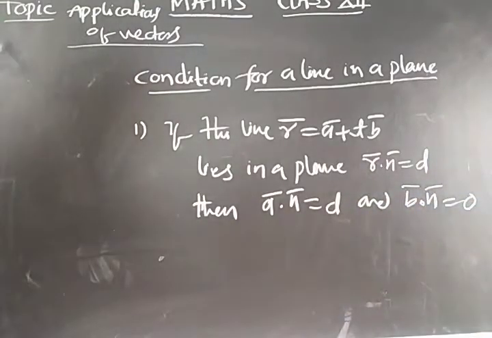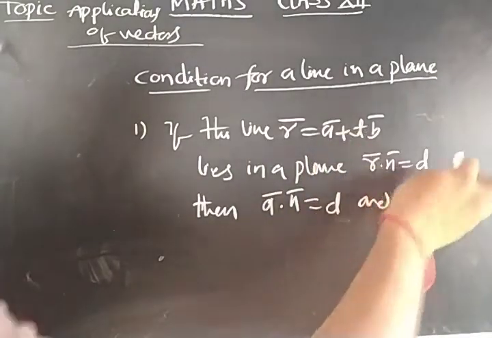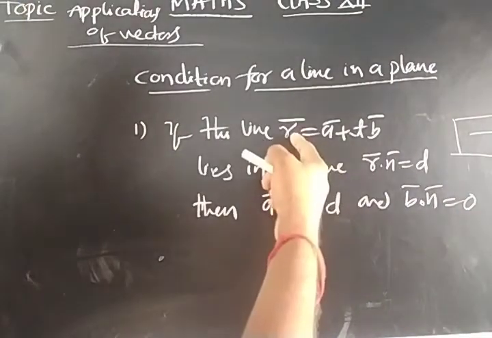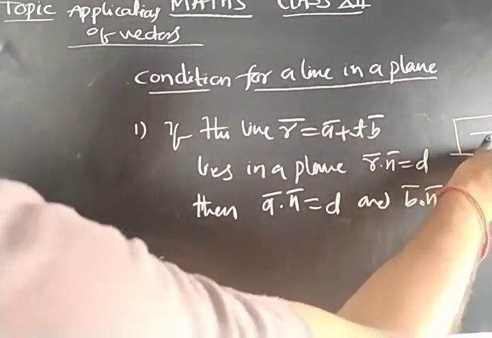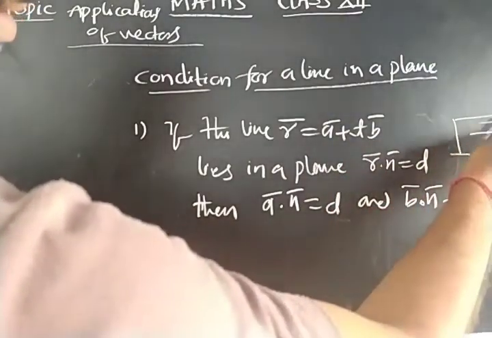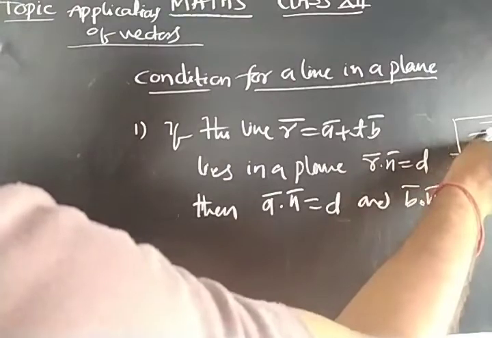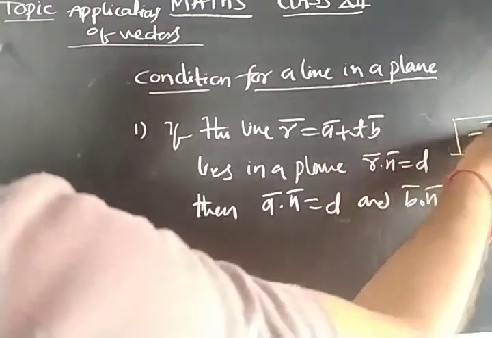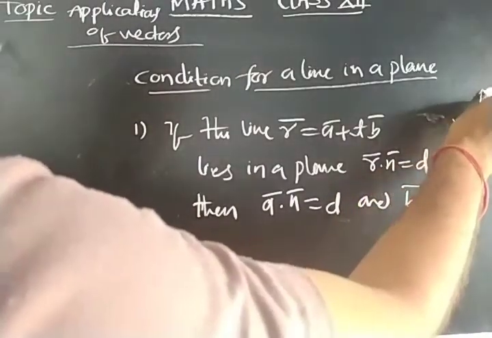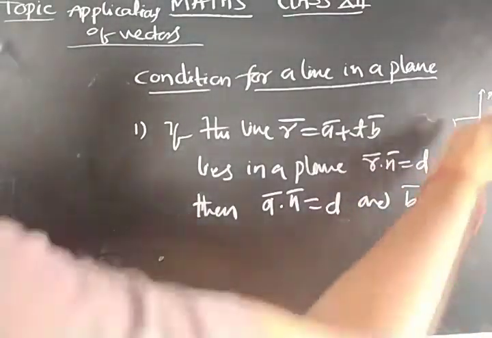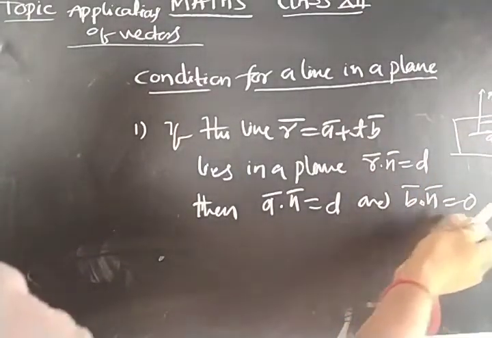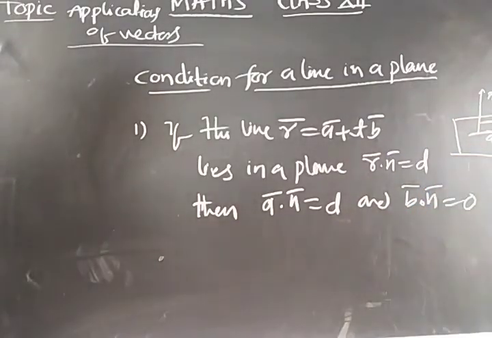Why? Because this is the line and this is the plane. A line lies in a plane, and this line is passing through a bar, the position vector of the point, and parallel to the b bar vector. And the plane equation is this, where n bar is the normal vector to the plane. So n bar normal to the plane means it is automatically perpendicular to b bar. So b bar dot n bar equal to 0. Dot product 0 means they are perpendicular to each other.